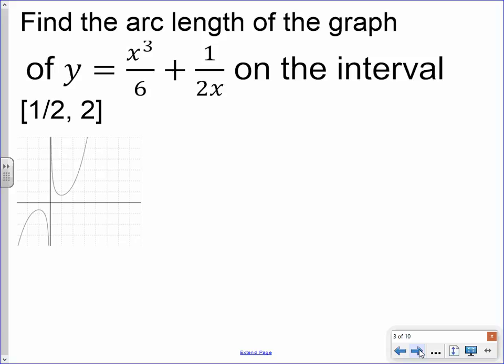We're going to find the arc length of y equals x cubed over 6 plus 1 over 2x on the interval 1/2 to 2. I told you the first thing that we need to find is what? The derivative.